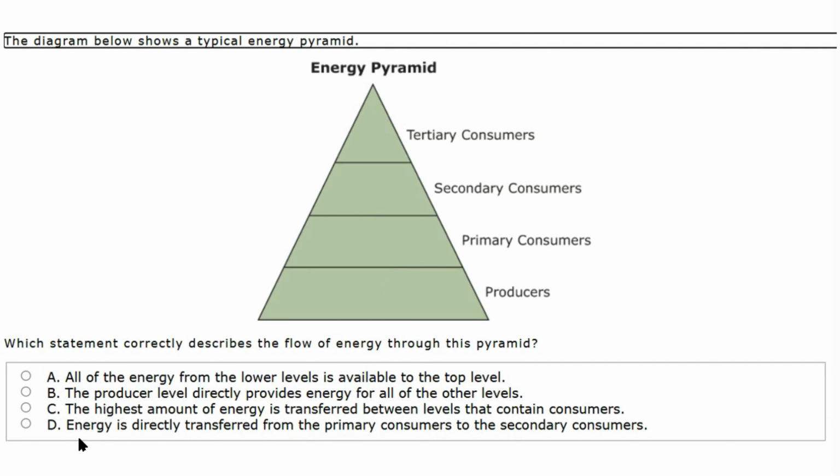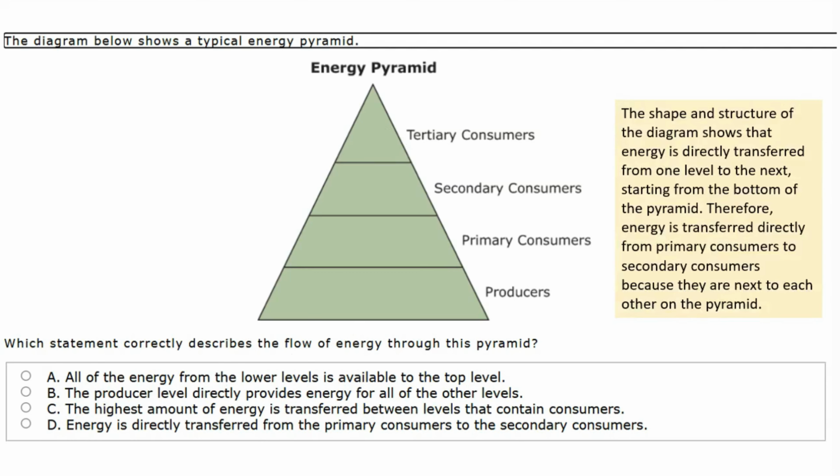So let's see, D is left now. Energy is directly transferred from the primary consumers to the secondary consumers. This can be the correct one because the secondary consumers will be getting energy directly from the primary consumers, and the primary consumers are getting the energy directly from the producers, and tertiary consumers will be getting energy directly from secondary consumers, not from the producers. So in that case, option D is going to be the correct option. So the answer is option D.